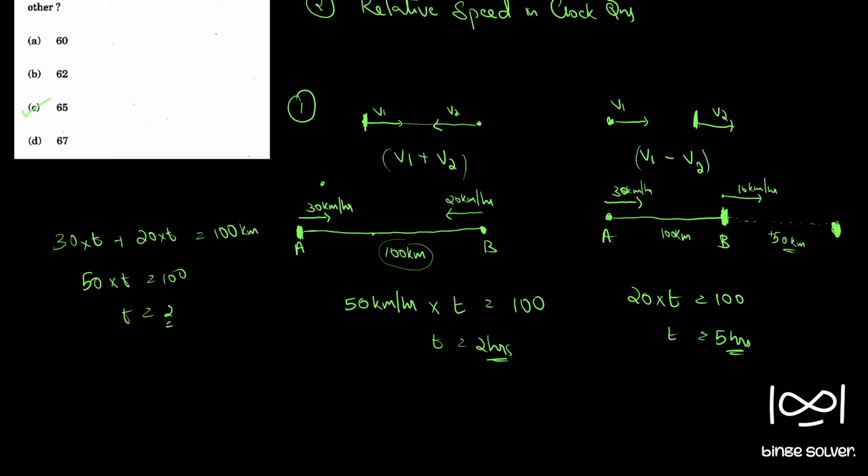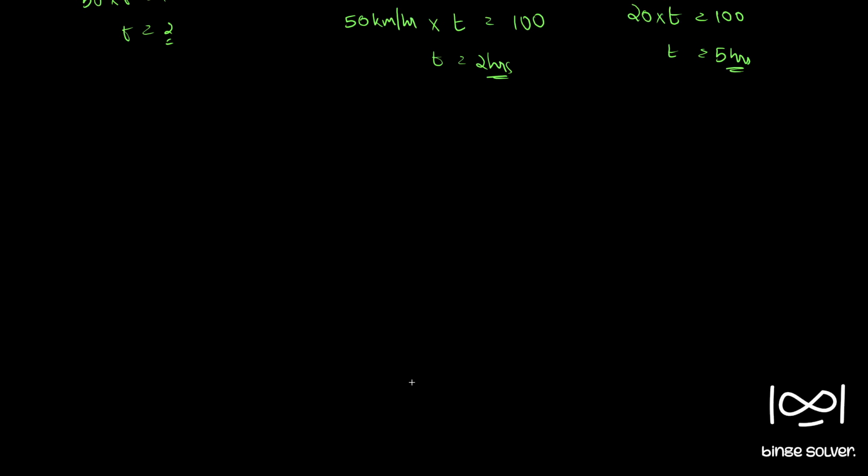But when we are using relative speed, we assume B is stationary and A meets B when A travels with relative speed and covers this 100 kilometers. So same concept. We use the relative speed concept to solve such questions. If we use it, we will get the answers very fast. This is the concept of relative speed. Now we will see how we can use this relative speed concept in clock questions.